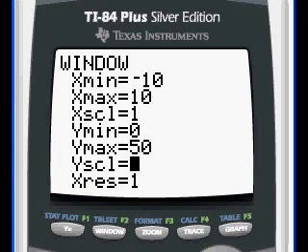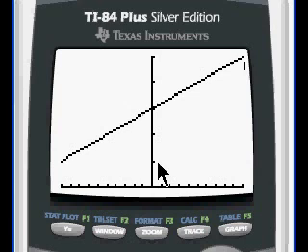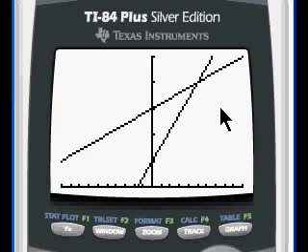Now the y-scale is still 1, and I'm going to change it to 10. So it will show us hash marks here on the y-axis. Each one of these represents 10. And there's our first equation, and there is our second linear equation, and we see that they intersect right about here. Now it's hard to eyeball and to estimate where it is just by looking at the screen.